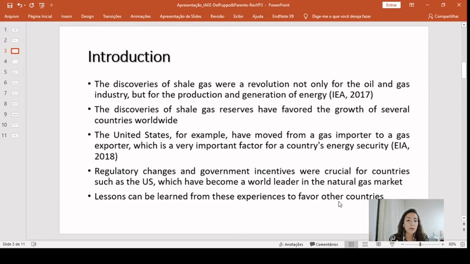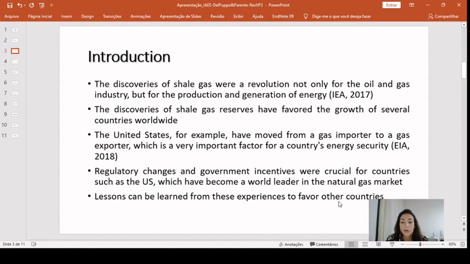Summary and introduction. The discoveries of shale gas were a revolution not only for the oil and gas industry, but for the production and generation of energy. The discoveries of shale gas reserves have favored the growth of several countries worldwide. The United States, for example, has moved from a gas importer to a gas exporter, which is a very important factor for a country's energy security.